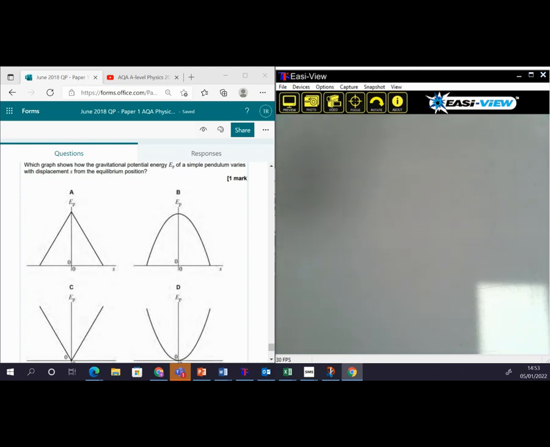This question's about energy and about a pendulum. And actually, this question is an interesting one because I can jump to the answer very, very quickly, but then it's taken me a lot longer to actually think about how best to explain the answer. So we'll see how I do with that.